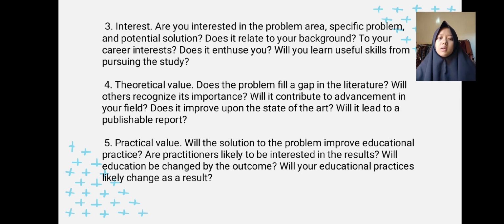So you need to try to answer these questions before identifying the problem. You need to find out if you are interested in your problem, and if it has theoretical value or practical value, among others. You need to do that in order to get a good problem that you can use in your research.